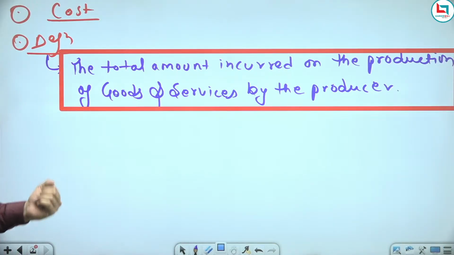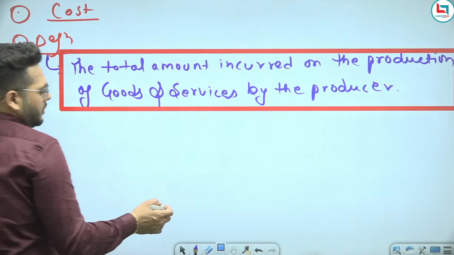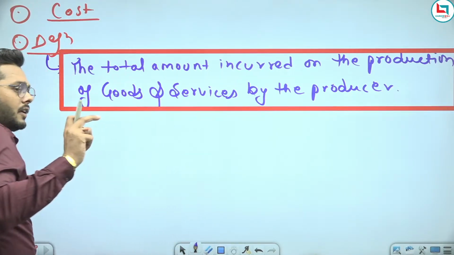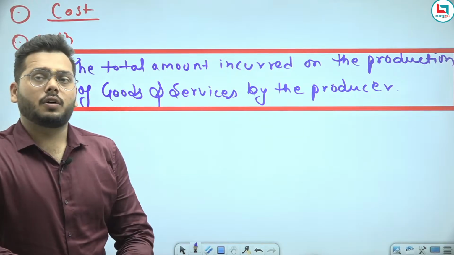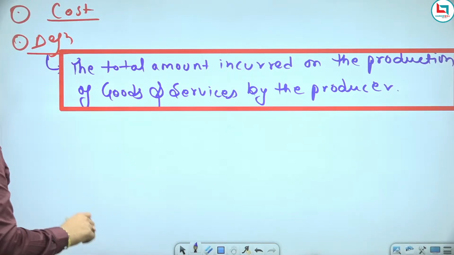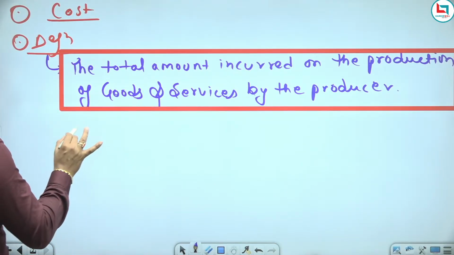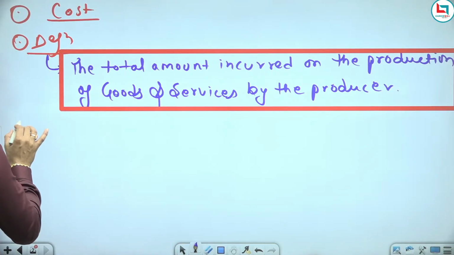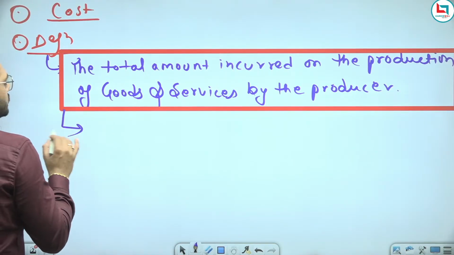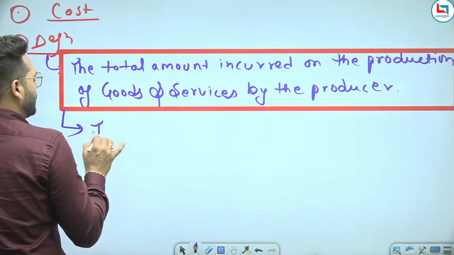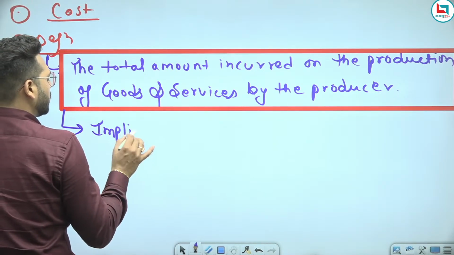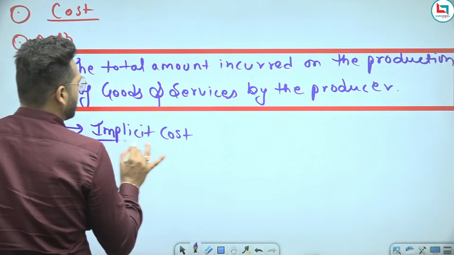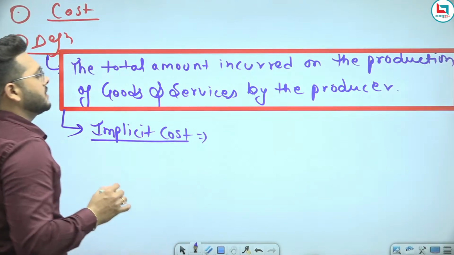So cost has two types in terms of nature. The first one is implicit cost, and the second one is explicit cost.